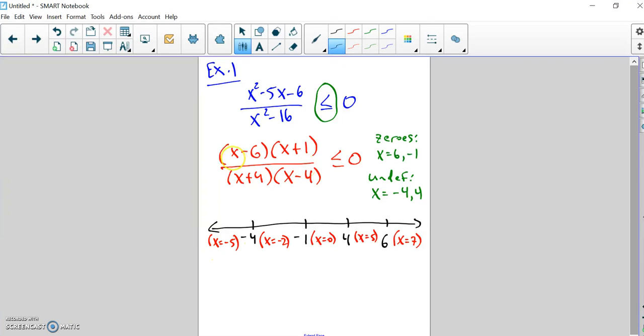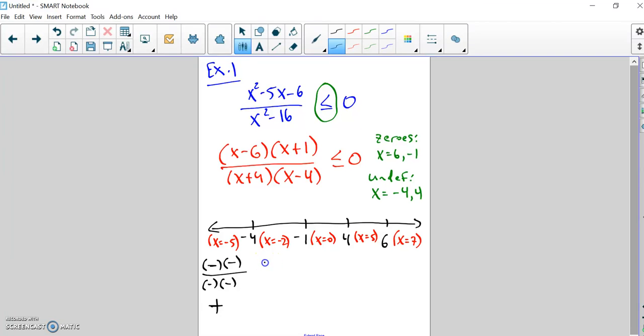If I plug in negative 5 right here, negative 5 minus 6, that is a negative number. Okay, negative 5 plus 1, that is a negative number. Negative 5 plus 4, that's a negative number. And negative 5 minus 4 is a negative number. So when I do this, negative times a negative is a positive, divided by another positive is going to end up with a positive number. Okay. Let's move on to our next test.